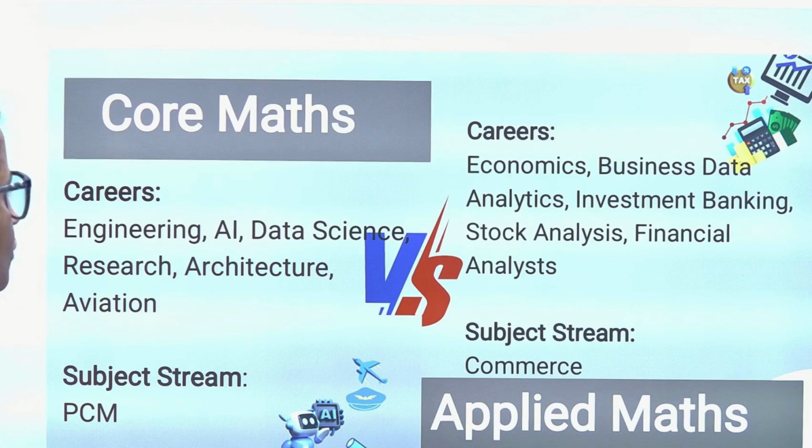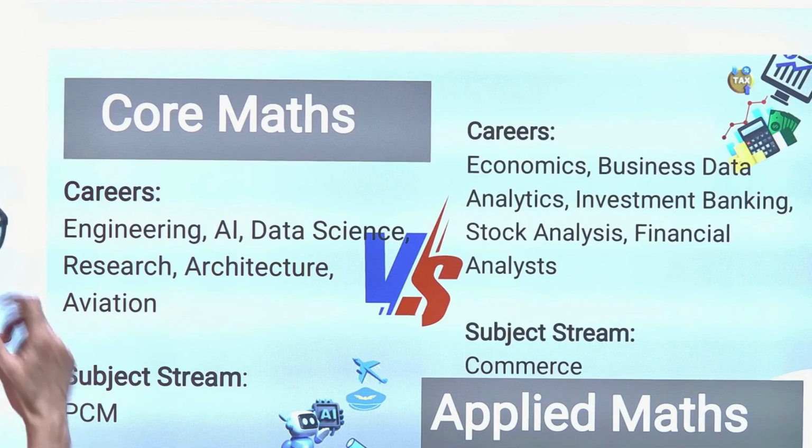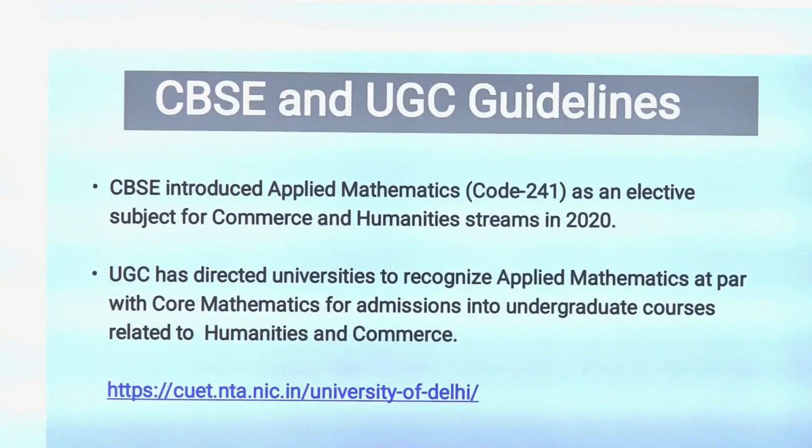Whereas applied maths opens career options in economics, business data analysis, investment banking, stock market analysis, financial analysis. So if you are into the commerce stream, you are fortunate enough to have the options to go for core maths as well as applied maths, but applied maths obviously makes more sense when it comes to commerce or even the humanities stream.